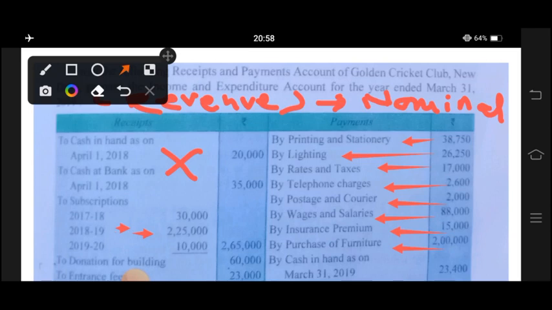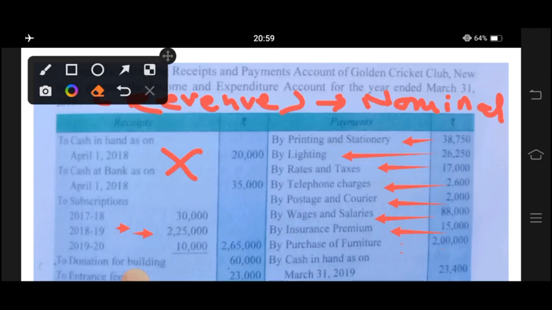And ultimately, telephone charges, postage and courier, wages and salaries, insurance premium, purchase of furniture: these items are all revenue in nature, except the purchase of furniture, because the purchase of furniture is a kind of capital item, and that is why it will not be recorded at all. Except the purchase of furniture, all the items should be recorded in the income and expenditure account as per the concept of revenue nature transactions, and these items will be recorded in the debit side of the income and expenditure account.